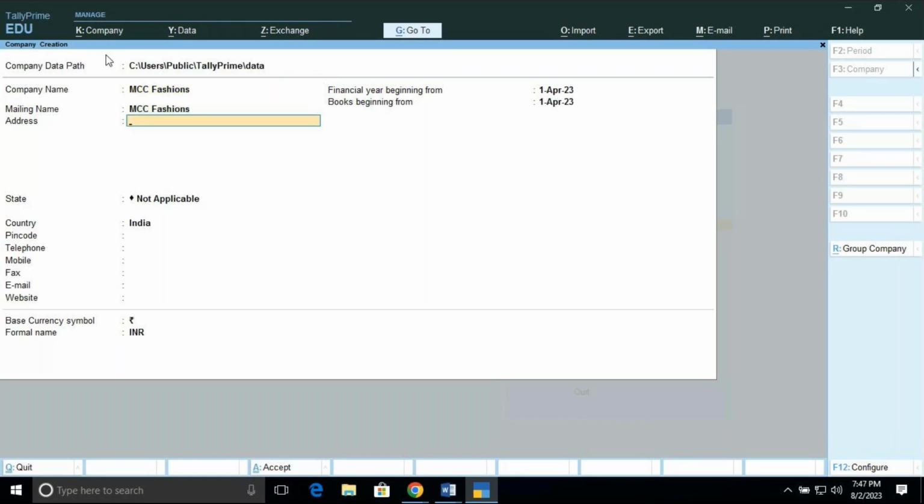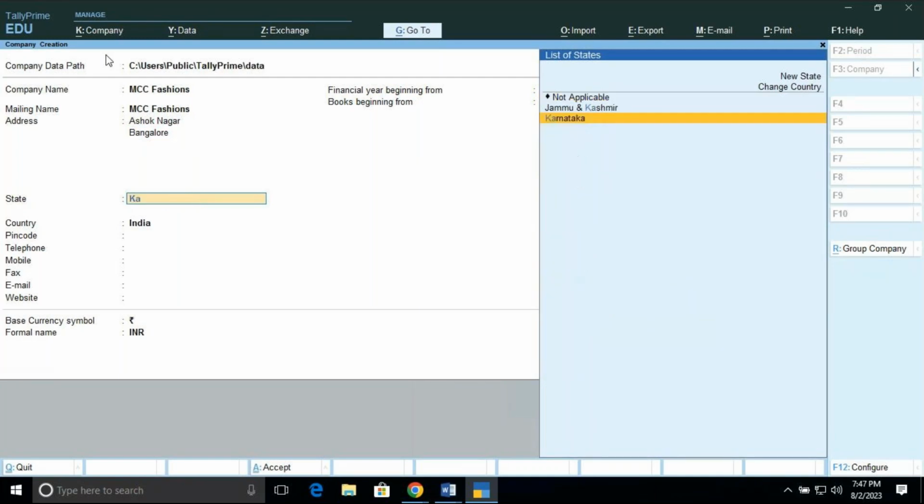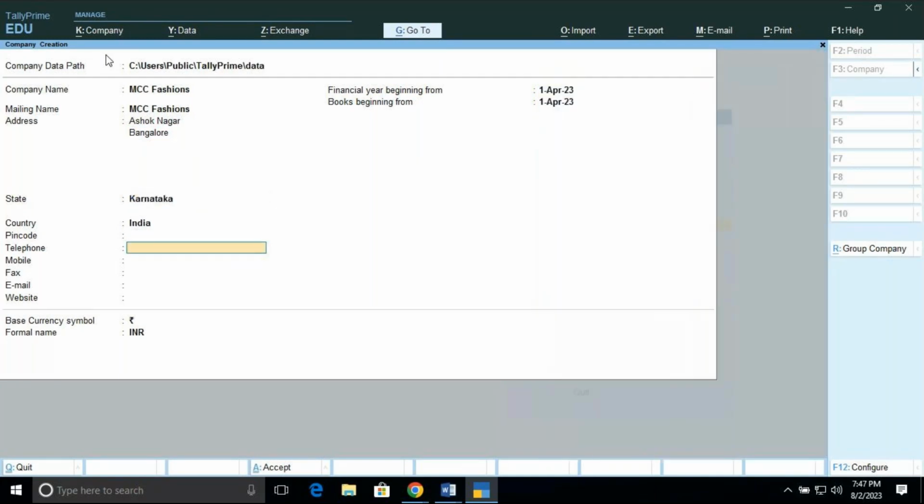So address, whatever the thing, I'll just say Ashok Nagar. All of you should also do. You too should do along with me. Don't just observe. Note down the points, do along with me. Karnataka. All these things are to be given, but it is a practice exercise, so I'm skipping. Financial year, I told you, on 4 2023. So on 4 2023, books also same day. Everything it is showing. Okay.